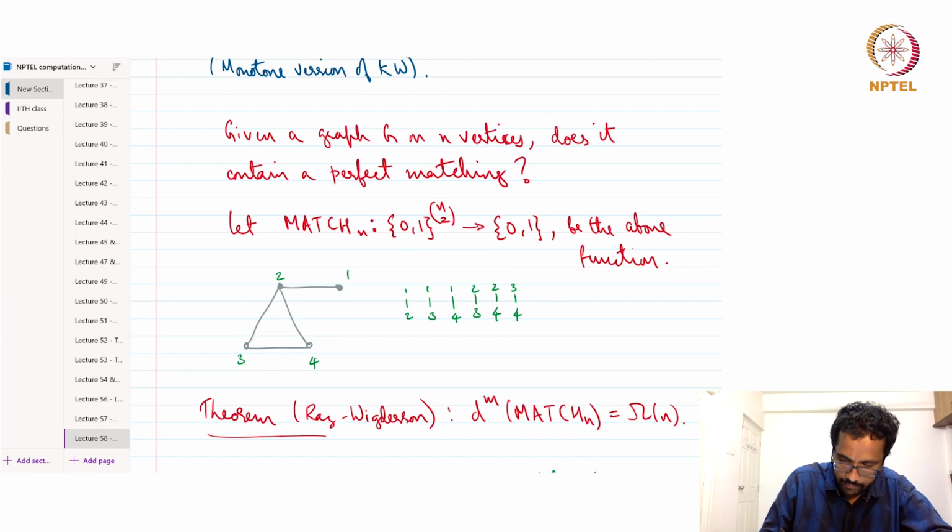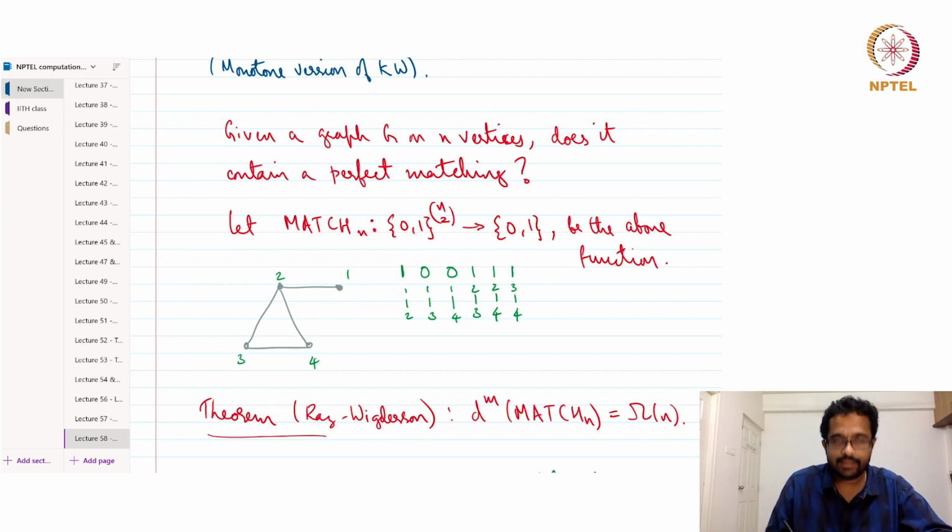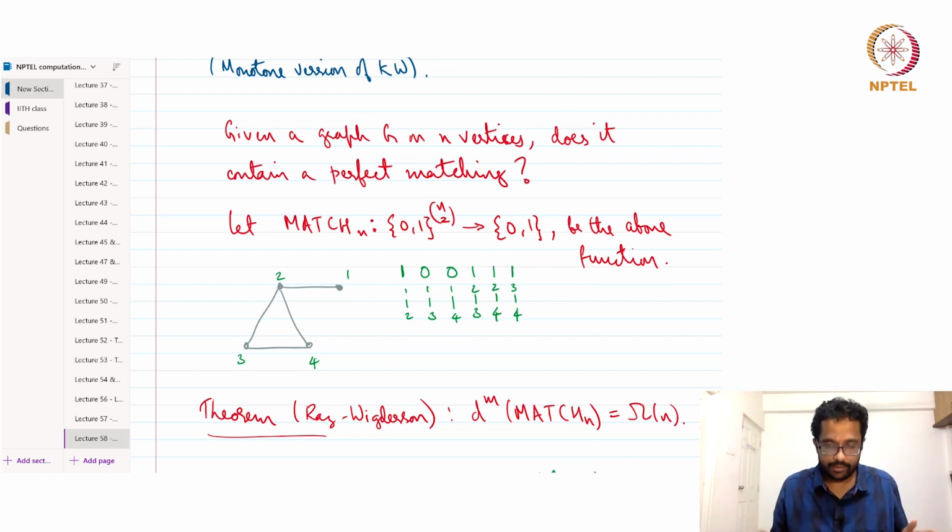For this graph, 1 to 2 there is an edge, 1 to 3 and 1 to 4 there are no edges, so we put 0, 0, 2 to 3 there is an edge, 2 to 4 there is an edge, 3 to 4 there is an edge. So this is the vector that indicates this graph. Now the question is, given this n choose 2 bit vector, which is an entire description of the graph, assume there are no self loops and the graph is undirected, so an edge from i to j is the same as an edge from j to i.